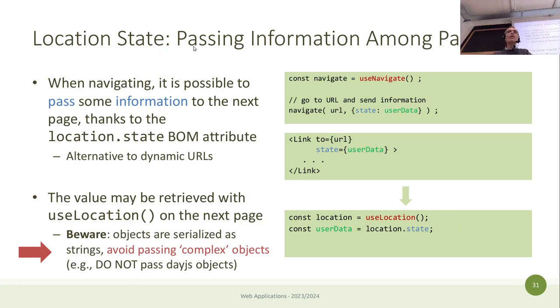You can even pass a state among pages. I mean, by state we mean information here, basically an object. Okay, it's not a React state, just the information that we would like to pass from one page to another page in our application. Okay, this actually takes advantage of an attribute which is present in the browser object model. So it's standard of the browser, not from React.